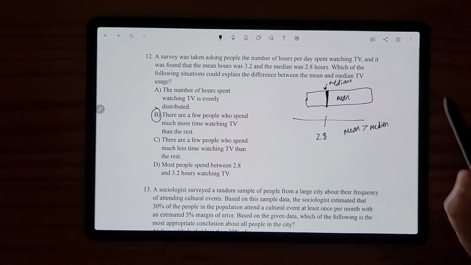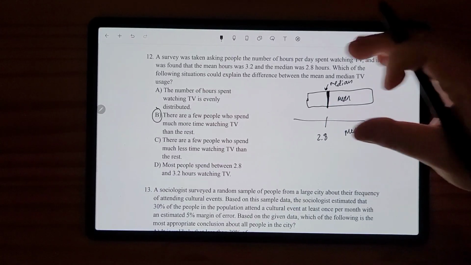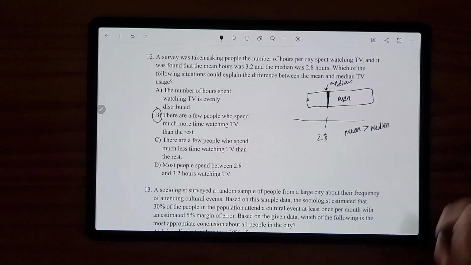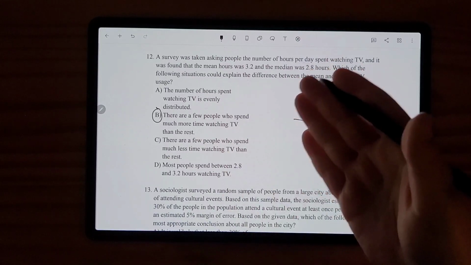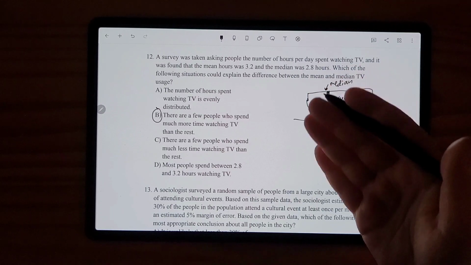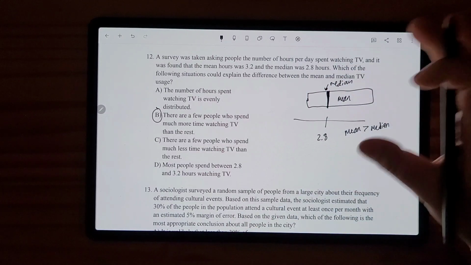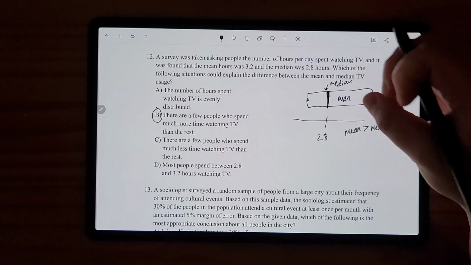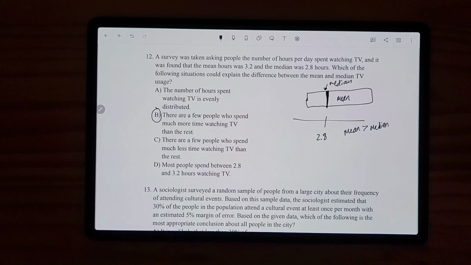So basically there's some higher values over here that are pulling the mean higher or towards larger values, which is essentially what B says, just in the context that we're given with this particular survey. There are a few people who spend much more time watching TV than the rest. So there's a few of these larger values over here that are helping to skew the mean, or skew the box plot. Sorry, it's hard to keep up with using the right terms.